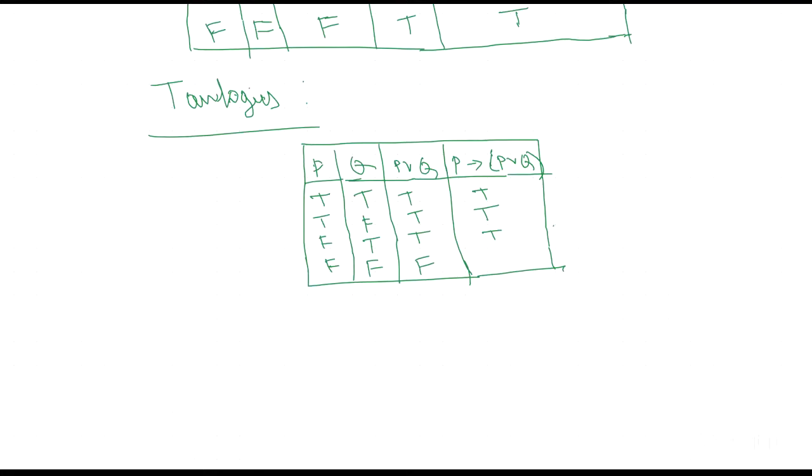So in the last column, if you get all T, it is known as a tautology. Suppose in the last column all are true, this is known as a tautology.